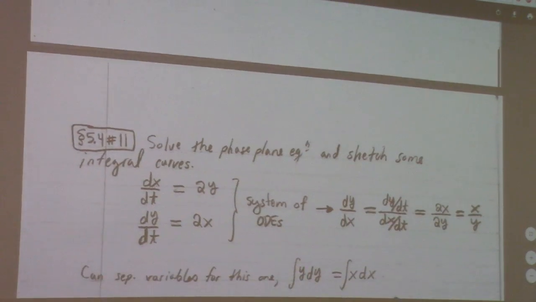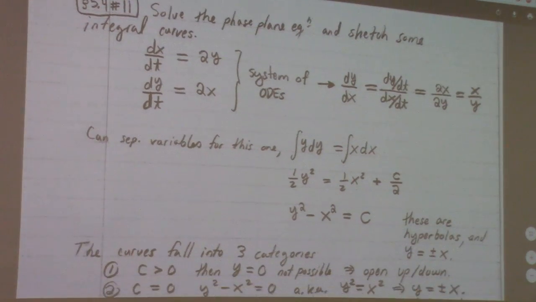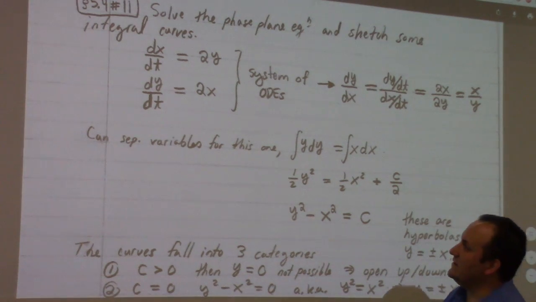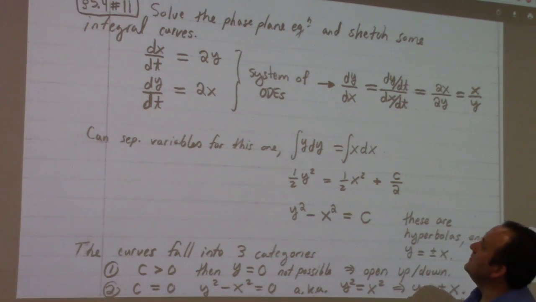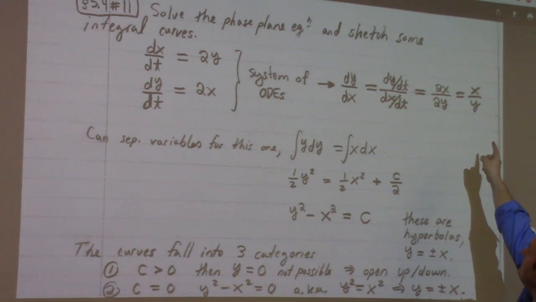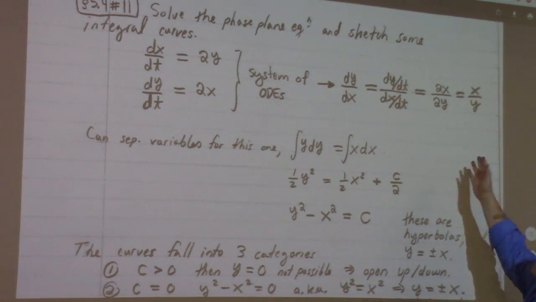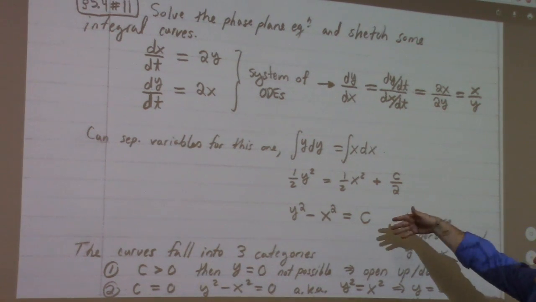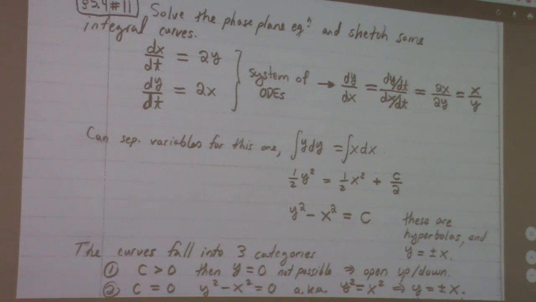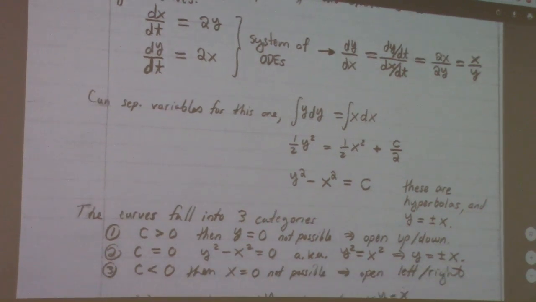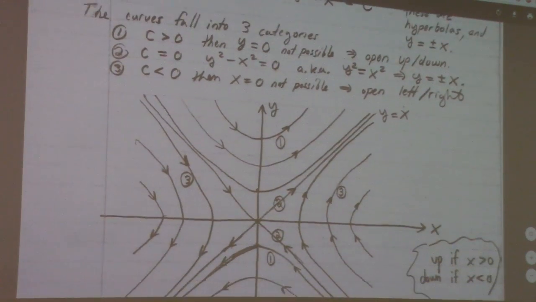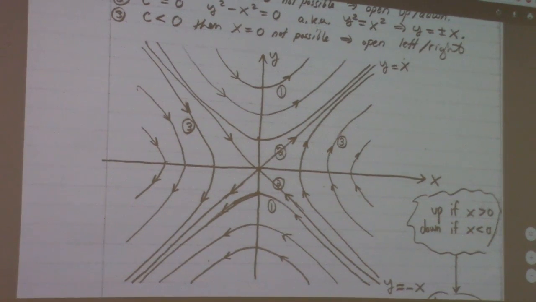Here's another one. Solve the phase plane equation and sketch some integral curves. So here we have dx dt equals 2y, dy dt equals 2x. So the phase plane equation is dy/dx equals x over y. This one we can do easier, right? You just integrate, you get y squared minus x squared equals a constant. Those are hyperbolas, and I can actually plot that by hand. There's what the solutions to the differential equation look like.